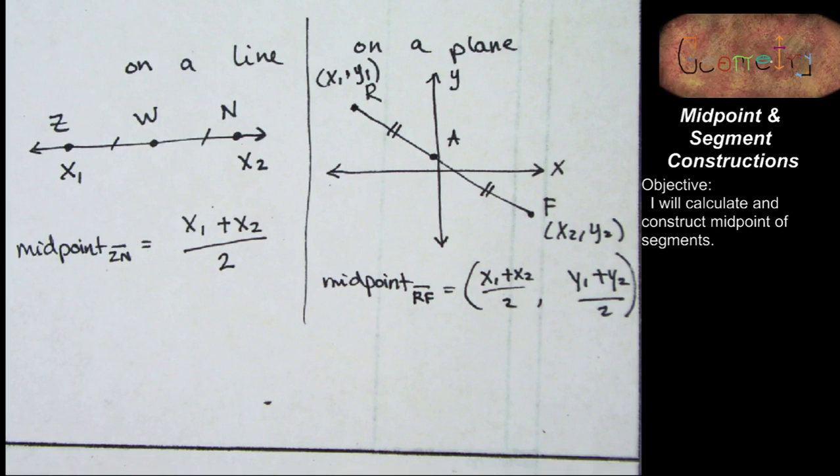Let's compare and contrast these formulas real quick. What seems to be similar? The first part that we're dividing by 2, that we're adding coordinates and then dividing by 2. What are the differences? We have a y in the formula for midpoints on a plane.